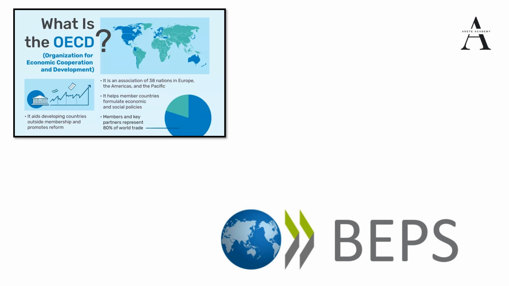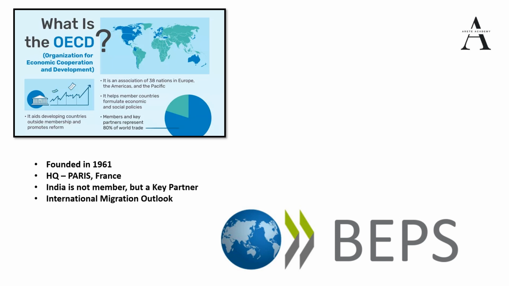First, let's discuss about OECD. What is OECD? It is Organization for Economic Cooperation and Development, with a membership of 38 countries, and it was founded in 1961. Headquarters is in Paris, France. India is not a member, remember it, but India is a key partner. And one of the important reports which is released by OECD is International Migration Outlook.